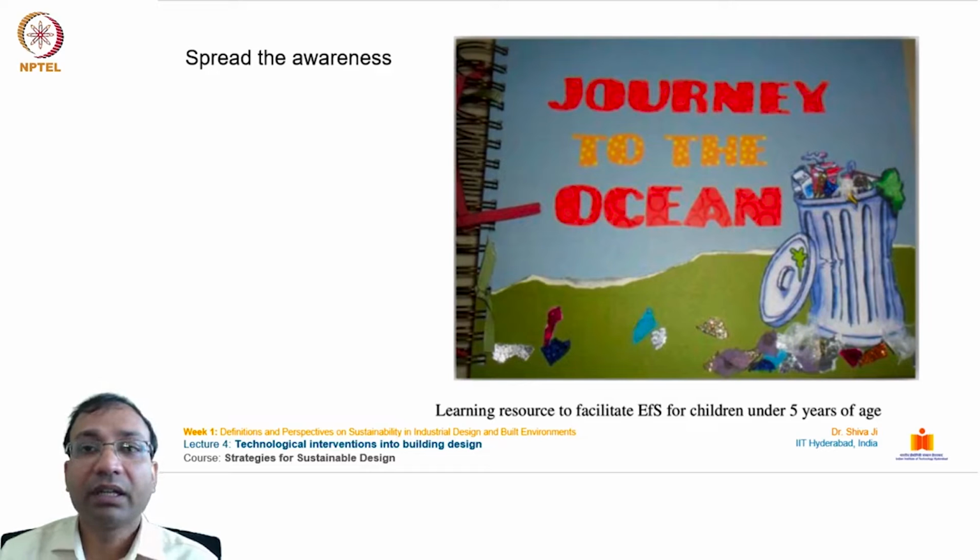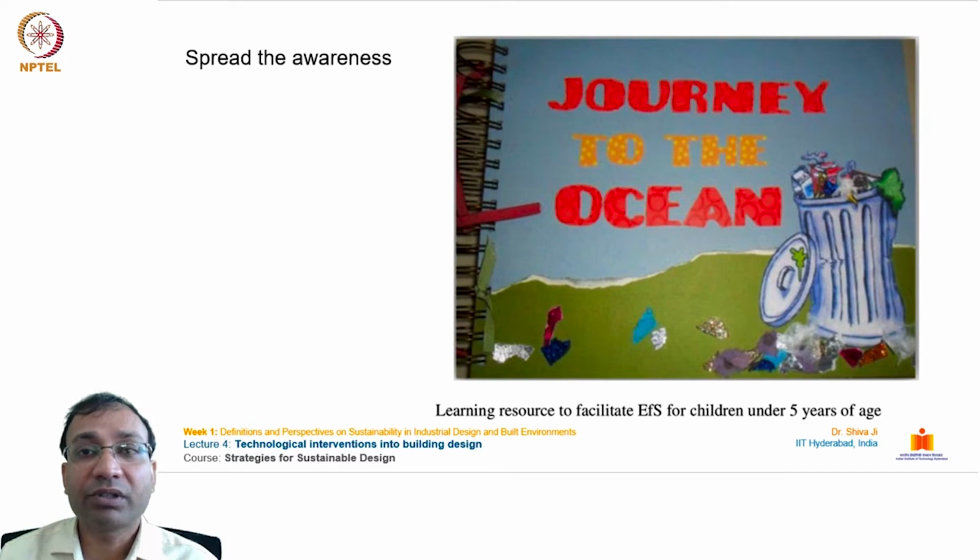If you see this slide, starting from the children's schooling system, if we start spreading this awareness from there itself, then once they grow up they will be carrying this knowledge with them, and they will most likely perform as per the protocols and expectations, which will eventually help us rebuild our fragile ecosystem.